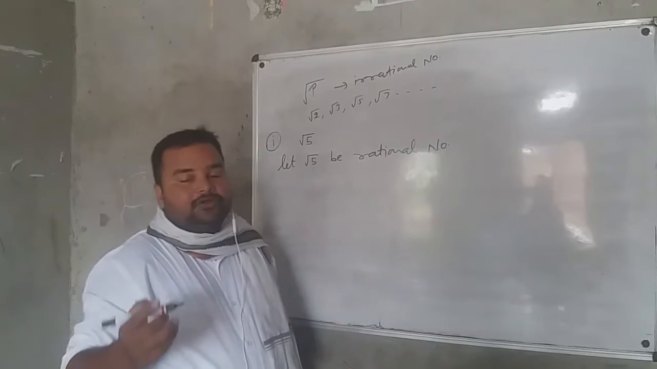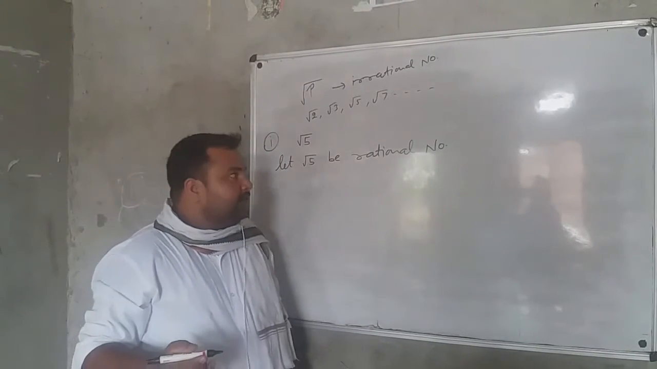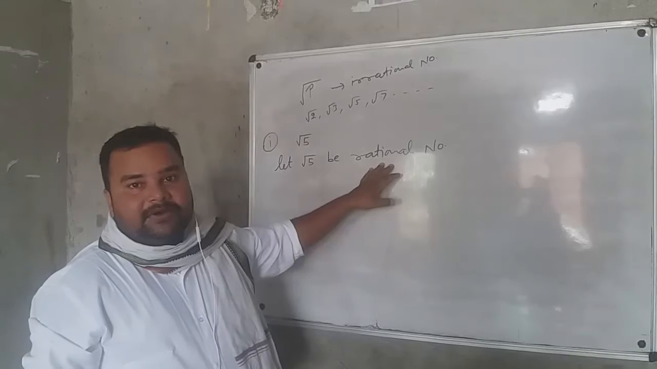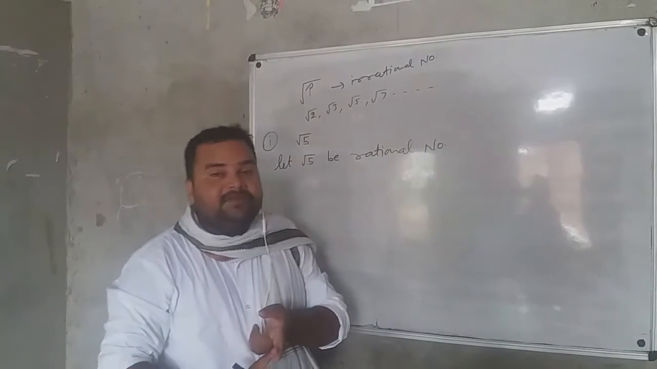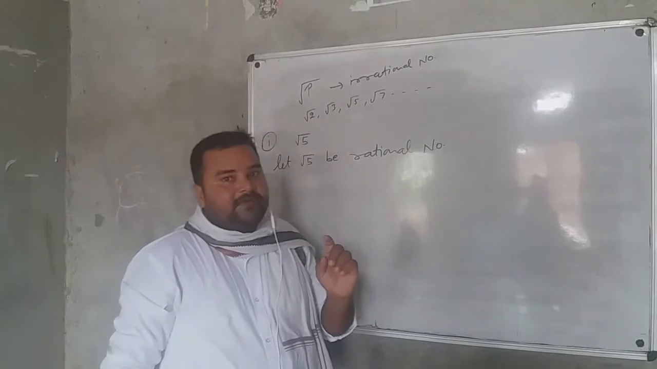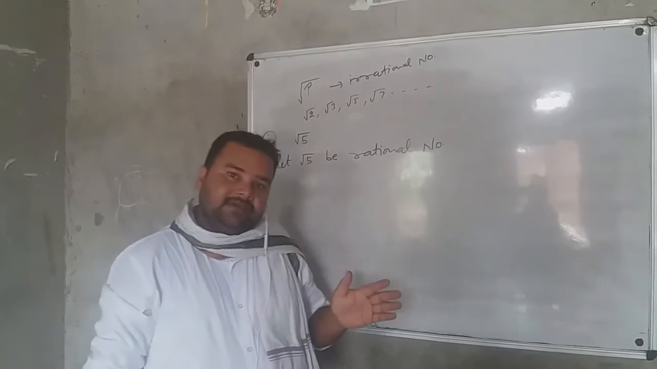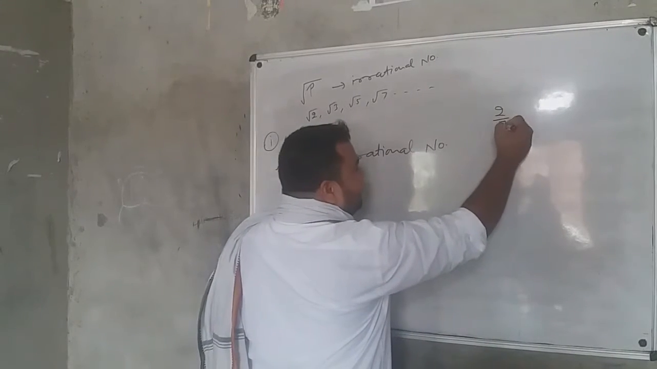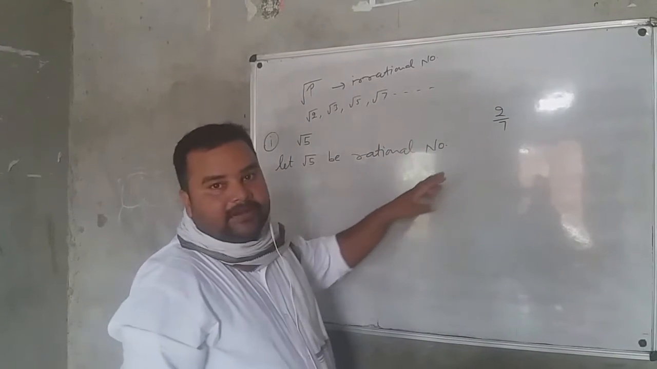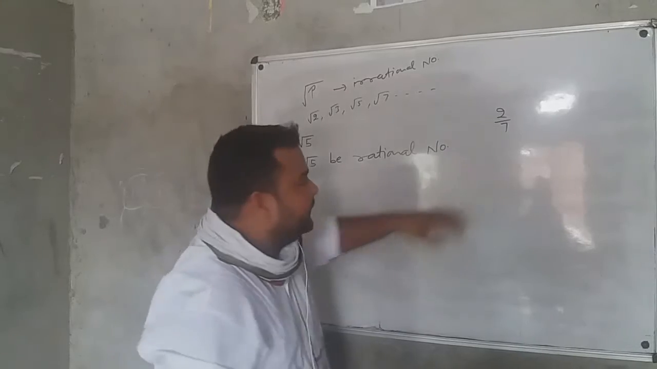I taught you in the previous classes that rational numbers are the numbers that are co-primes. Means they have one as a common factor, no other factor. Like if we write 2 by 7, here 1 is the common factor of 2 and 7. Fine beta?